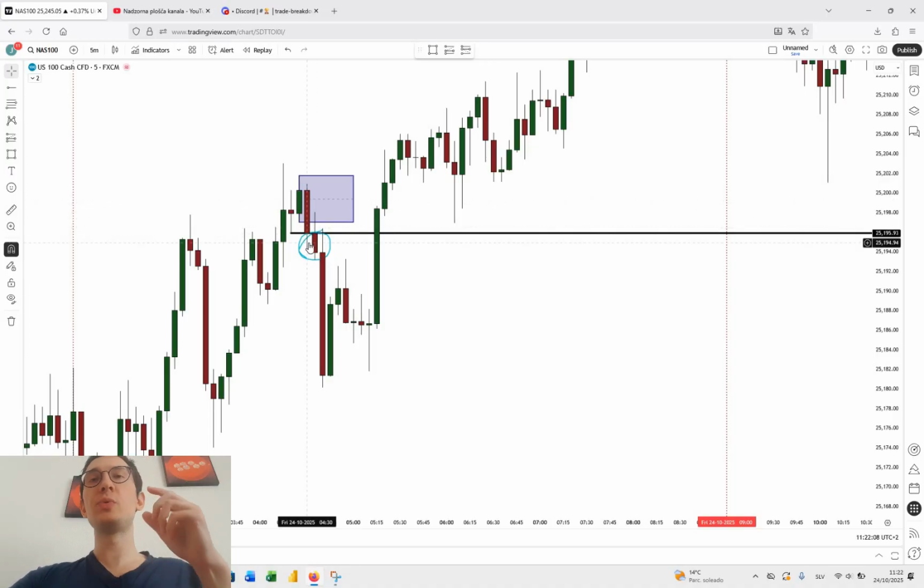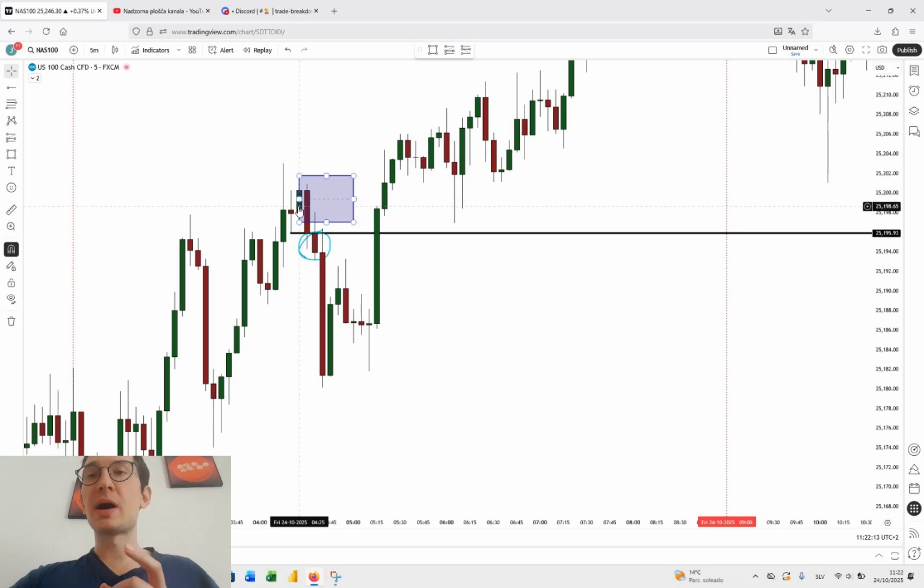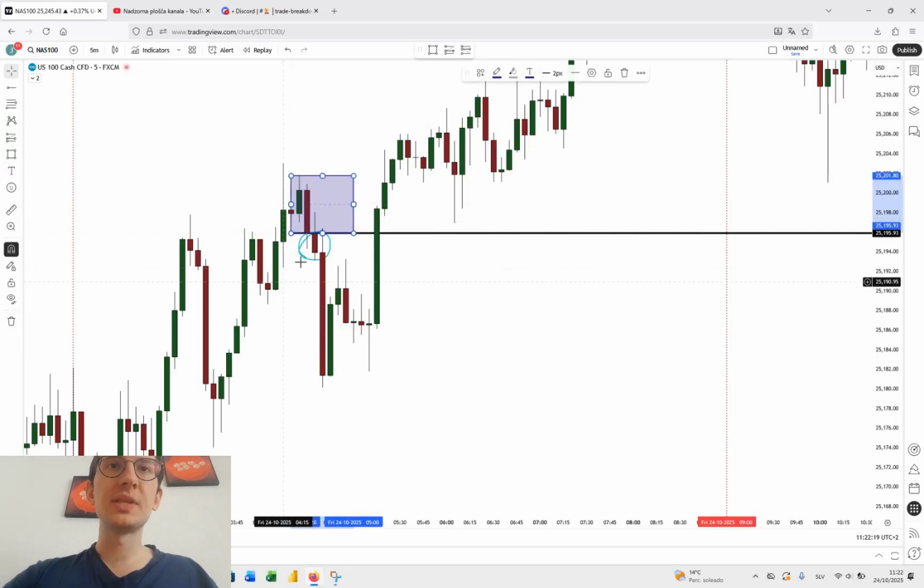So when we break structure to the downside, as we did right now here, then we are marking only the last green candles. Only the last green. Look, this is not an order block because the candles don't have the same color.